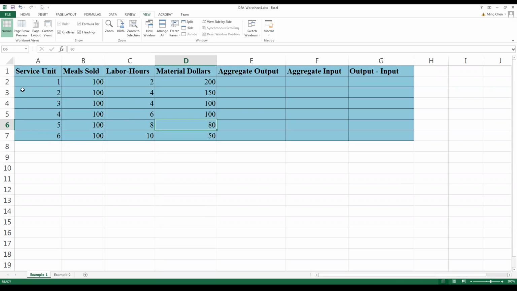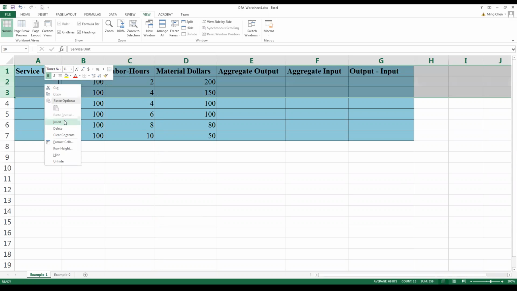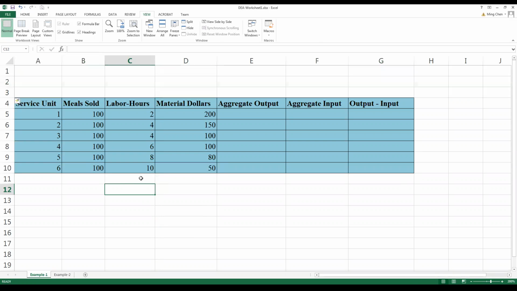We follow the procedure. First of all, I'm going to add 3 rows above. I need to define some coefficients. The idea is when you have multiple kinds of input or multiple kinds of output, we cannot do it directly. So we have to formally combine multiple inputs into one input, and combine multiple outputs into one output. How do you combine them? We need a weight, a coefficient, to combine these multiple kinds of input or output into a single output or input.